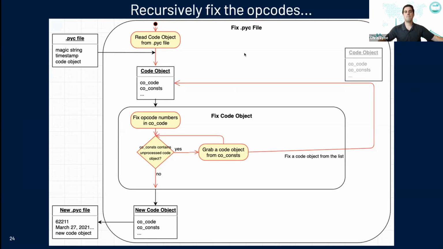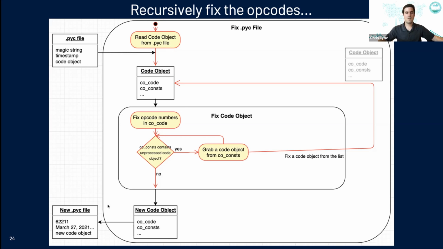So ultimately, because of the complex nature of code objects and how they can be nested, the algorithm had to be recursive. So just bear with me. We're going to go through this diagram real quick. Obviously, we're reading a PYC file. It has a magic string, a timestamp, and that code object we're interested in. So we read the code object.